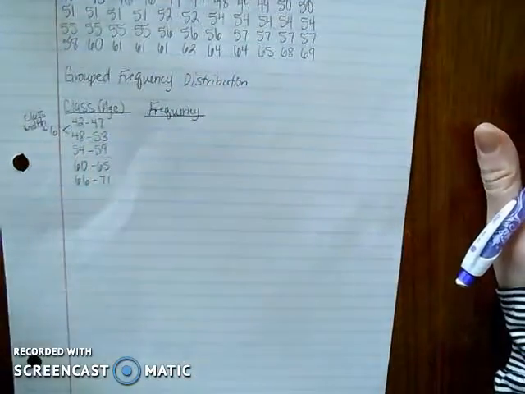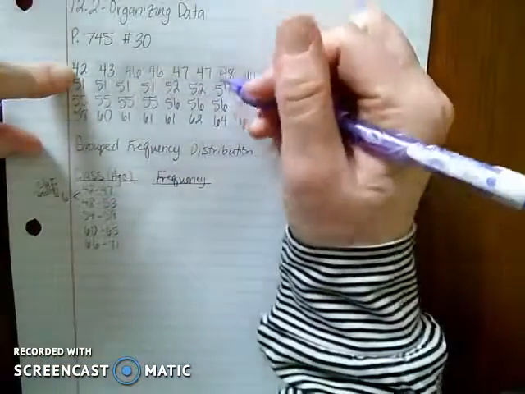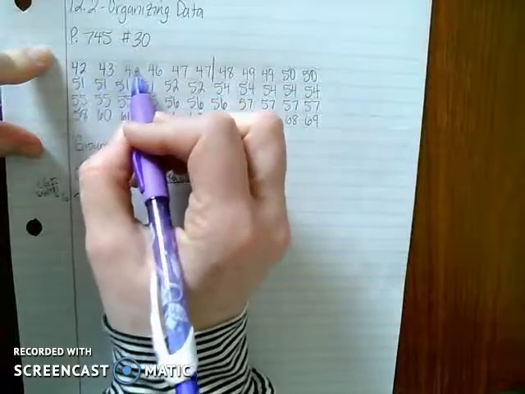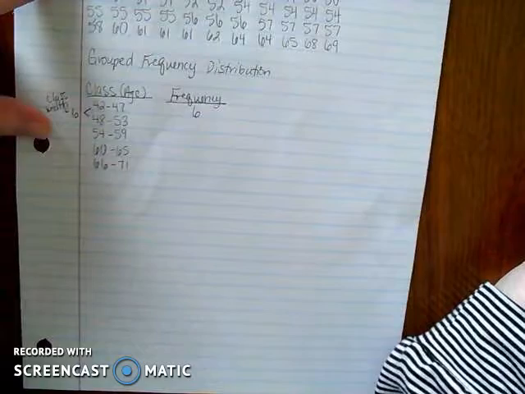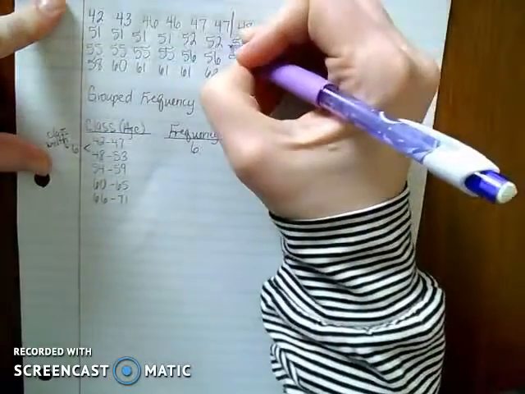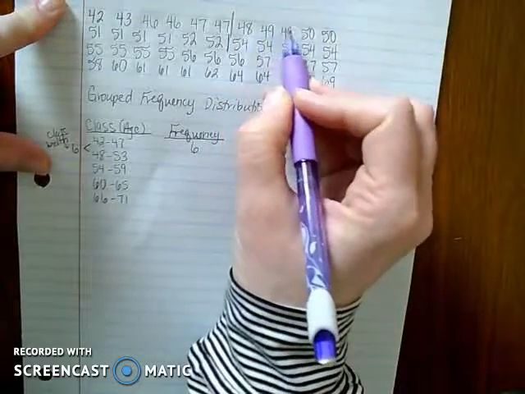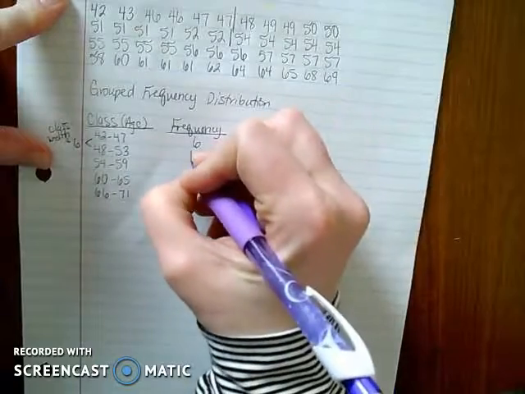So the reason it's nice to put them in order is you can just go up here and look, okay, 42 through 47. 1, 2, 3, 4, 5, 6. So there are 6 of them that are in that category. 48 through 53. So that would be all of these. 1, 2, 3, 4, 5, 6, 7, 8, 9, 10, 11.